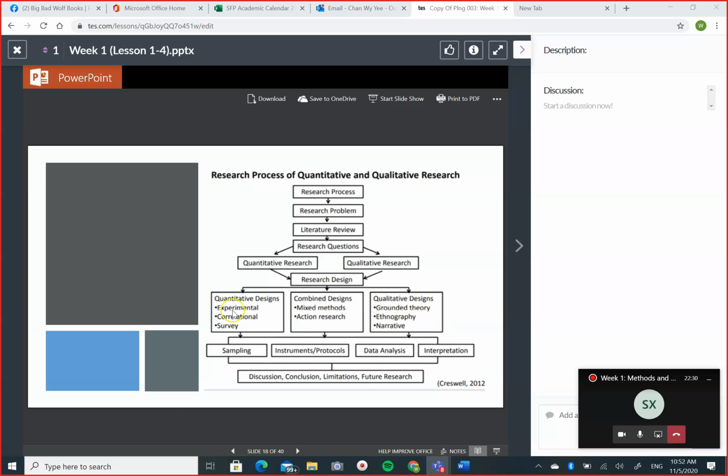After you have the research design, you will start with sampling. Sampling means who your targeted participants are. If you are looking into academic performance for high school students, your participants should be high school students and not primary school students or even university students, because your sample is high school students. You are trying to find out and study high school students. Then instruments and protocols will be your survey questionnaire. You have to formulate your survey questionnaire. That is the instrument. Then the protocols: how are you going to administer the survey?